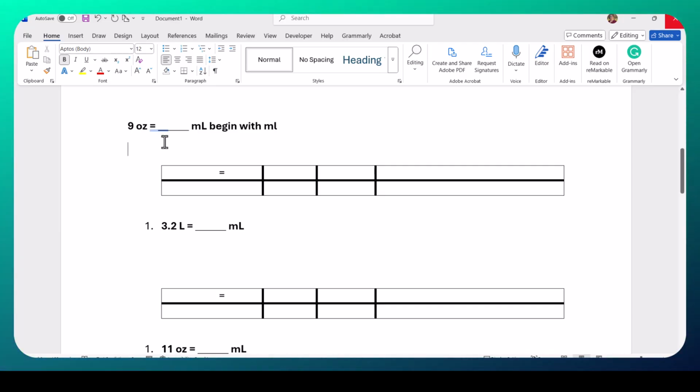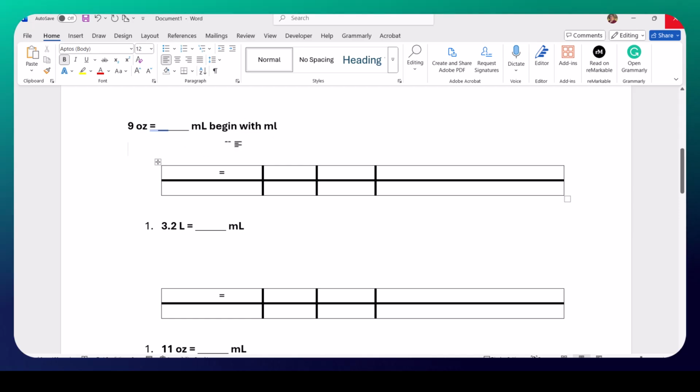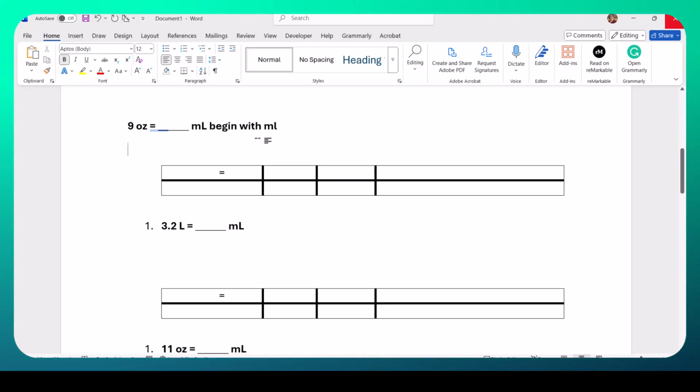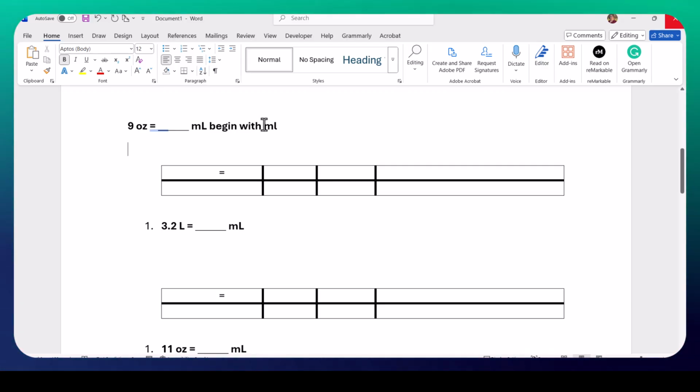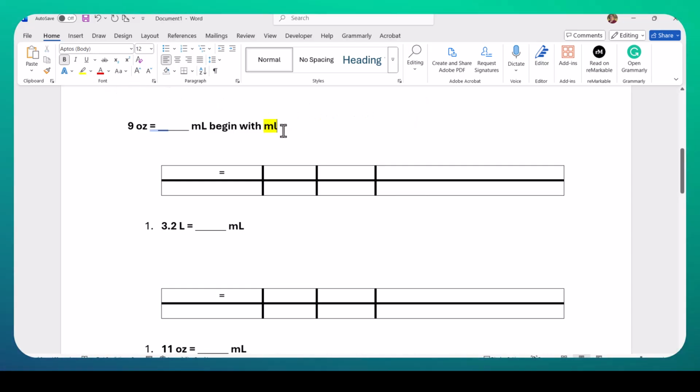So the questions will appear something like this on your first worksheet. 9 ounces equals how many milliliters? Now remember, we gave you the answers. It's not about the answer. It's about how do I set up this problem? So the first thing when you're looking at this is to ask yourself, what is the question asking for? What is it asking me to do? It's asking you to convert ounces to milliliters. So your answer must be in milliliters.